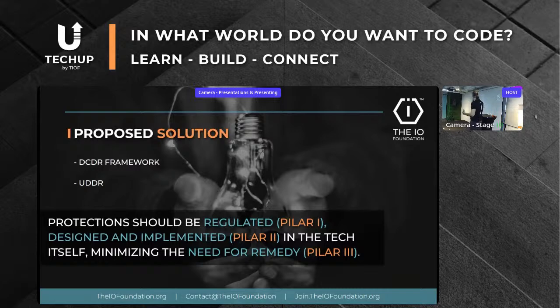So protection should be regulated, pillar number 1, designed and implemented, pillar number 2, by the technologist, in the technology itself, so that you can minimize the need for remedy. That is also the pillar number 3 on business and human rights.